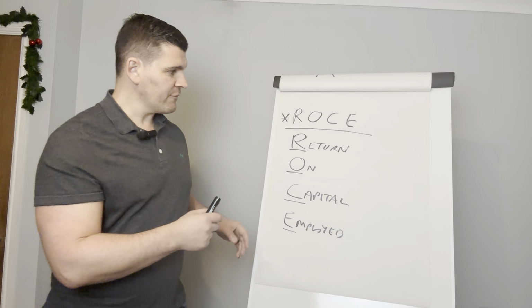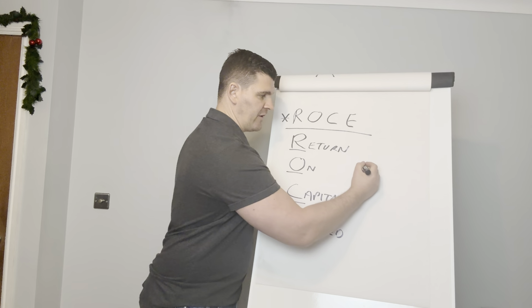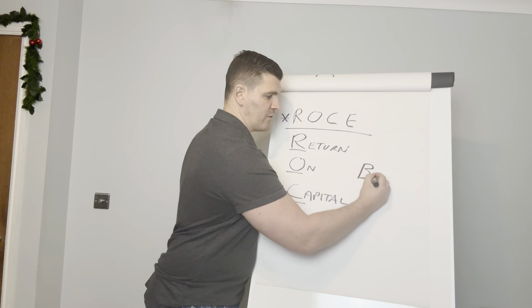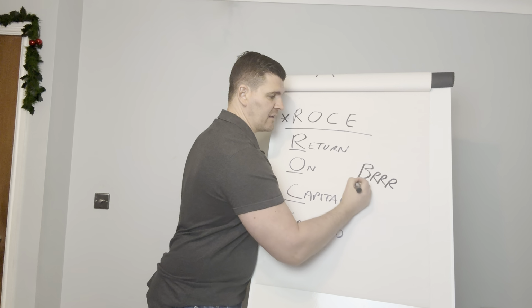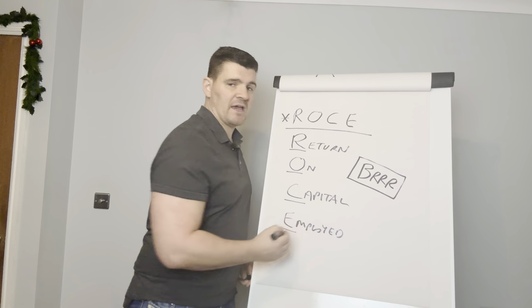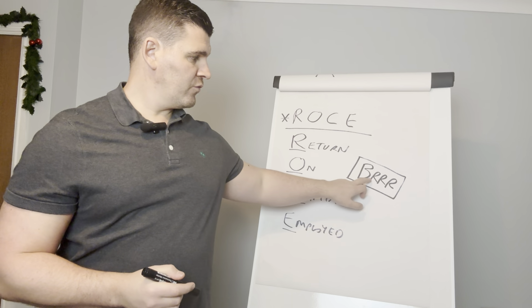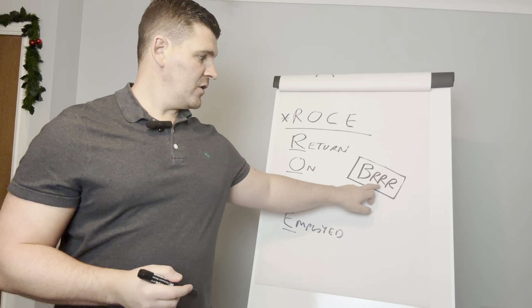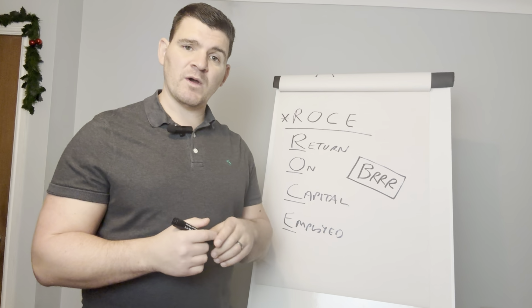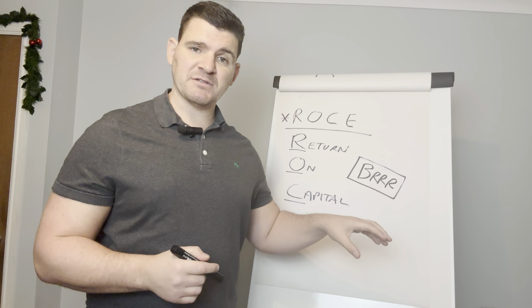Now, if you're doing the BRRR, which is a fantastic strategy, for those of you that haven't heard about that before, that's when you buy the property, refurbish it, renovate it, refinance, then rent out. That's where you can get your best return on capital employed.